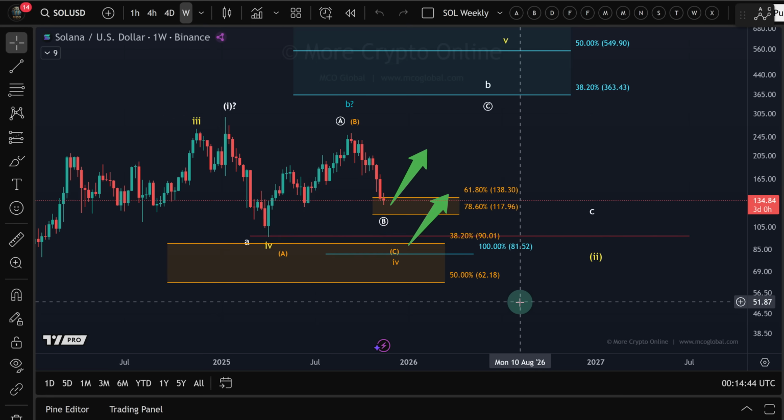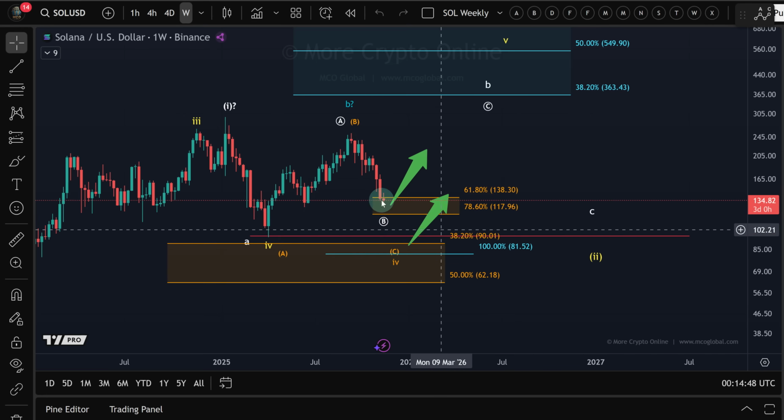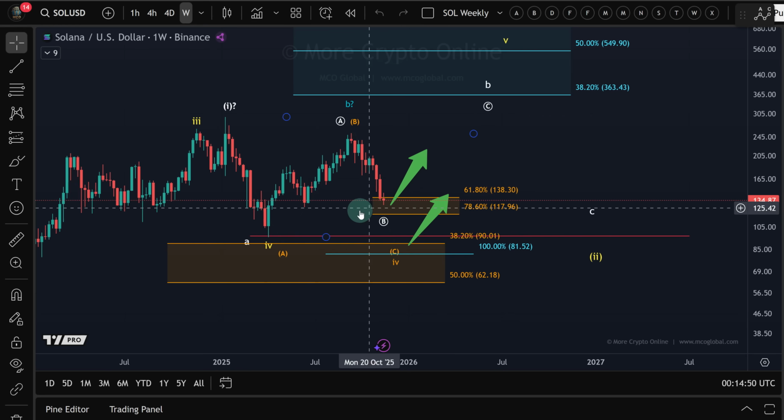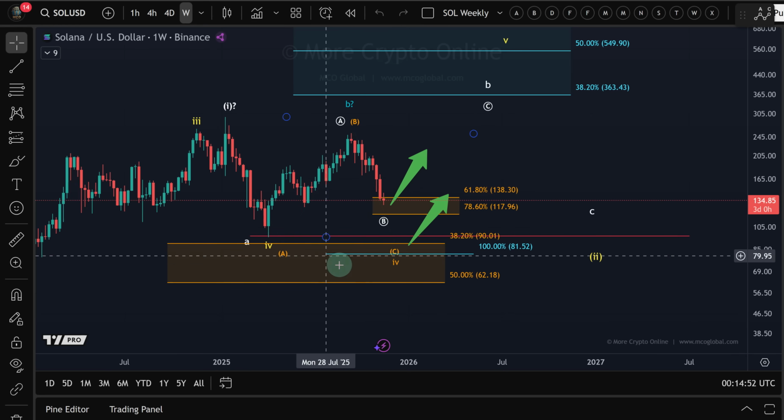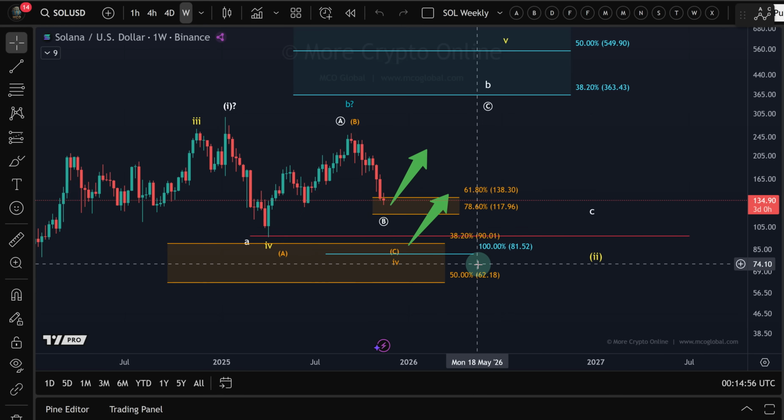The first one is between $118 and $138.30. That's the upper support area. We're testing it right now. While I record this update, we're trading around $134.80. And any break below the $117, $118 area would shift the focus to the lower support zone between $62 and $90.